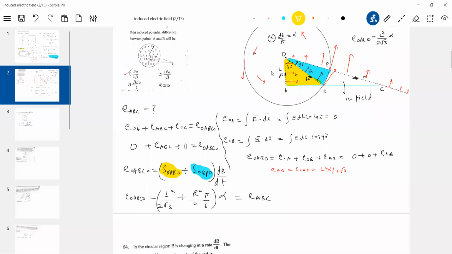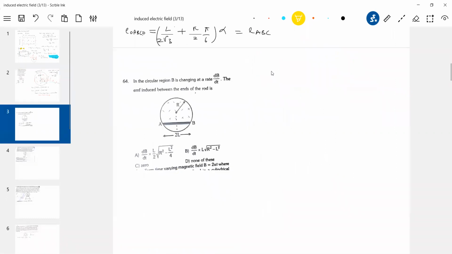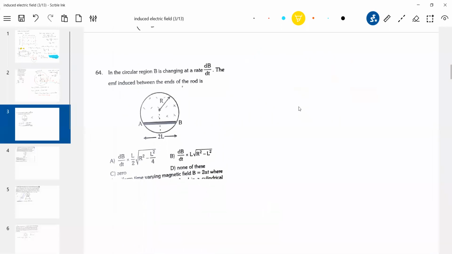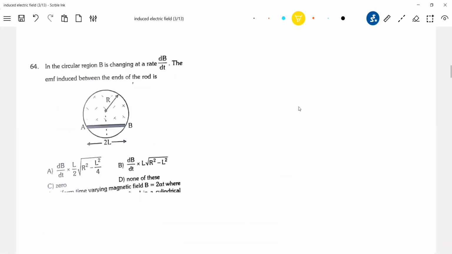So like this, you can find out for a rod in any orientation. Let it be oriented in any way, you can use this particular method. Again, a similar idea is reflecting here in this question: EMF induced between the ends of the rod. After discussing this, I'll make it one generalized concept so that you can manage. Let the rod be oriented any way, you can work on that one.